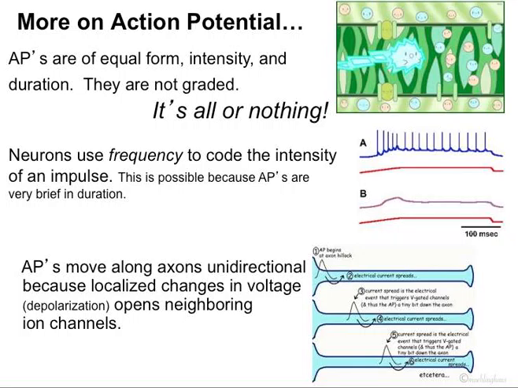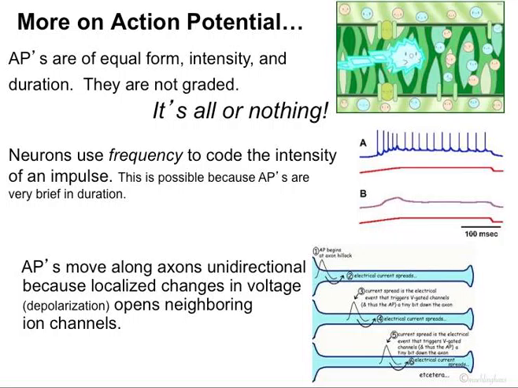All action potentials are equal in form, intensity, and duration. They're not graded. They just go. They're all or nothing. So if you have an intense stimulus, you can't just send a bigger action potential, because it's the same action potential. What you need to do is code it, and the coding is frequency. If the action potential fires more frequently, that means it's a stronger stimulus. We can do that because action potentials are very, very brief.